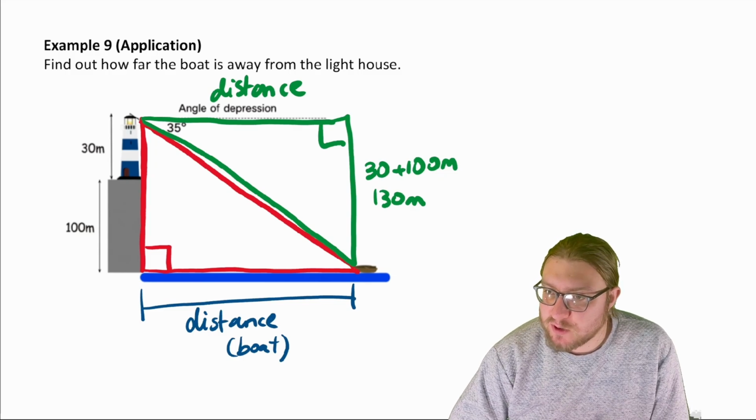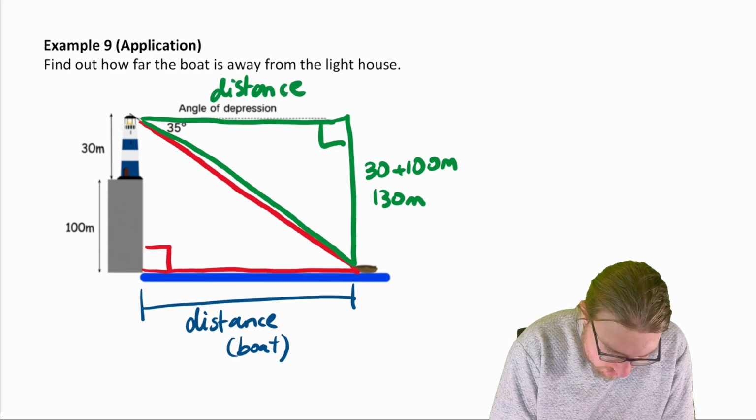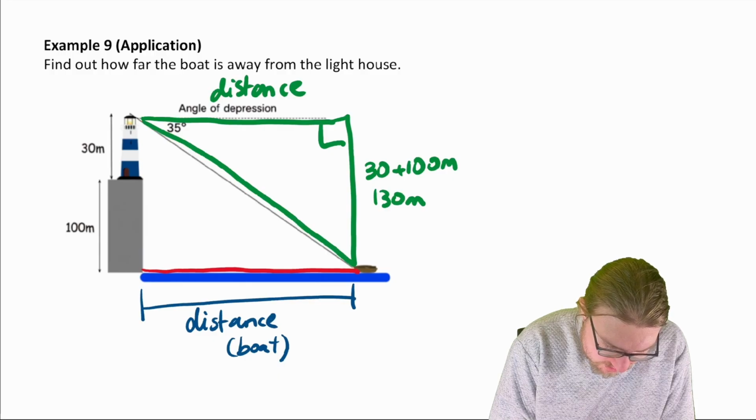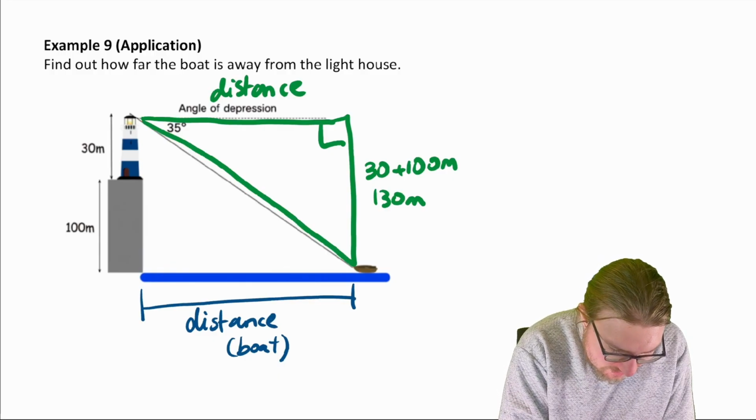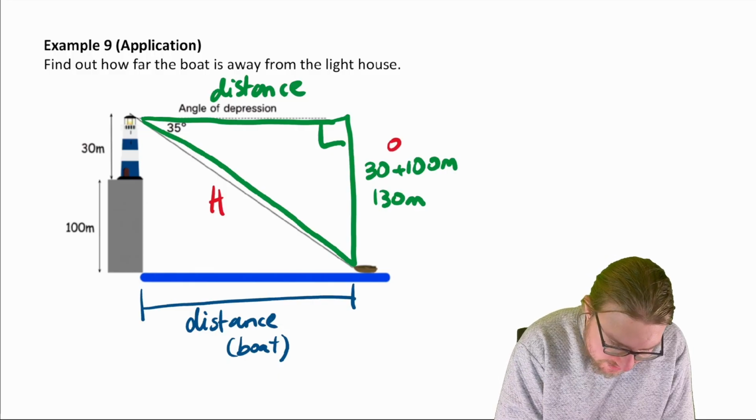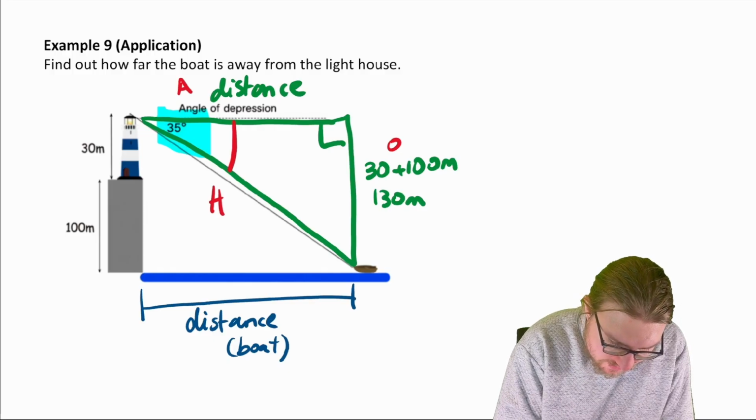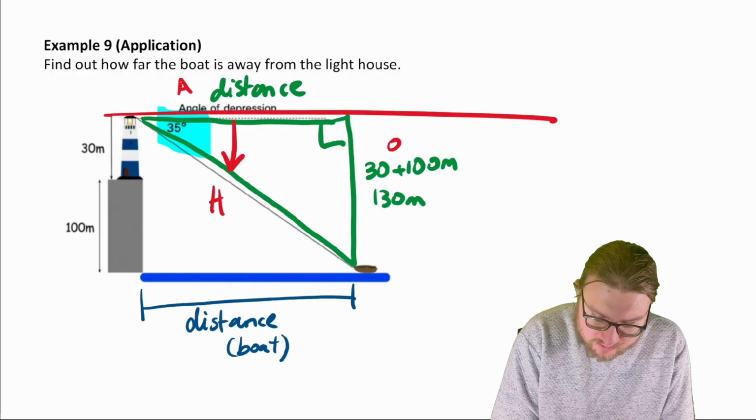Now the distance is what we want to find. Let's keep our green triangle. I'm going to get rid of our red one so we have more space. And let's have a look. We're going to mark the hypotenuse. We're going to mark the opposite and the adjacent. And of course, we're looking at this angle of depression over here. Depression just means that the angle is looking down from the horizontal.